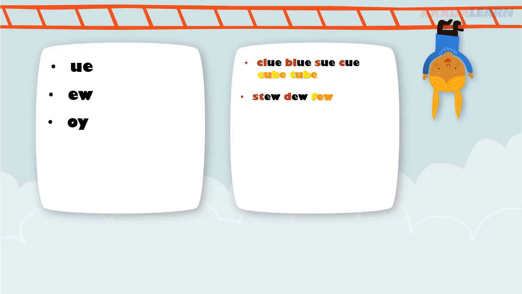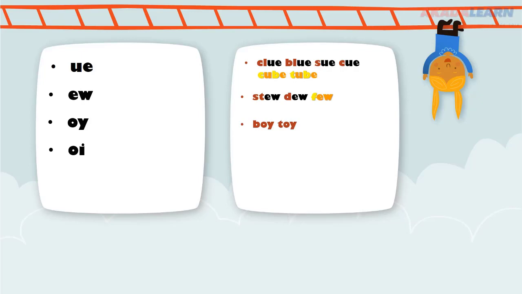Next digraph, OW. This makes the sound oi when you say it together. Oi. Say oi. Can you think of some words with the oi sound? OY, sorry. OY. Boy, BOY. And toy, TOY.